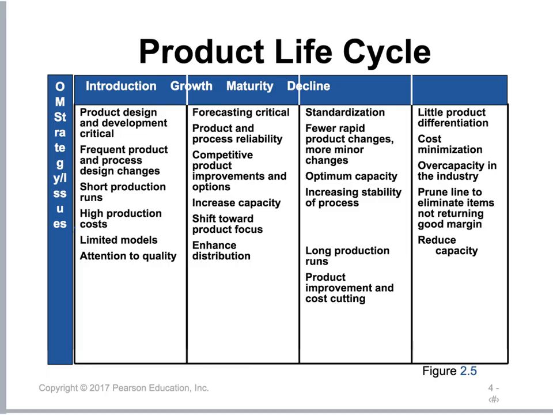Limited models focus on quality. What is more mature, as I mentioned before, is standardized production. You're at your optimal capacity. It's a very stable process. You can do longer runs because you already know the volume is predictable, so it's okay to carry a little bit more inventory. And then when it's on the decline, you want to have cost minimization, reduce the capacity. You don't want to dedicate too much resources to something that's declining, and you also don't want to end up with too much inventory.